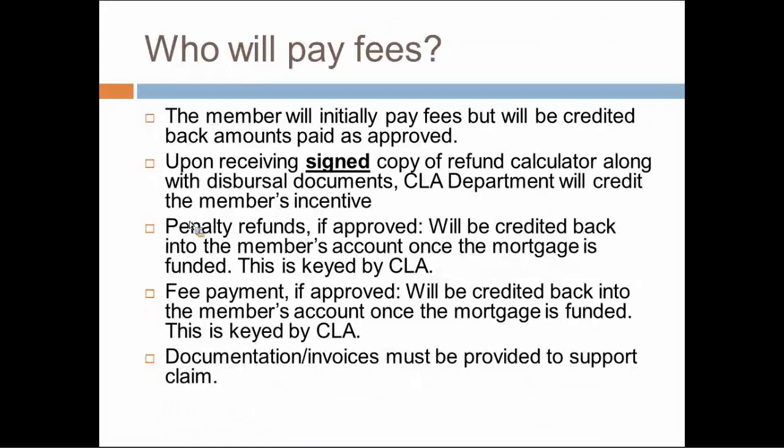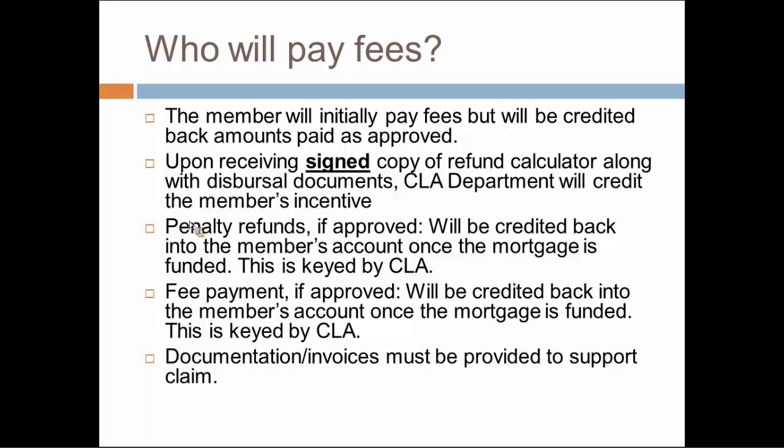So who will pay fees? The member will initially pay the fees, but they will be credited back amounts paid as approved. So maybe there is First Canadian Title fees of $600 and there's an appraisal fee of $325. The member will need to pay those fees up front. However, they will be refunded, so it's an incentive. They'll go into their checking account or wherever you'd like to have it deposited, and they can use it however they want. I shouldn't say you would put it in because this is completed by CLA, the actual refund.